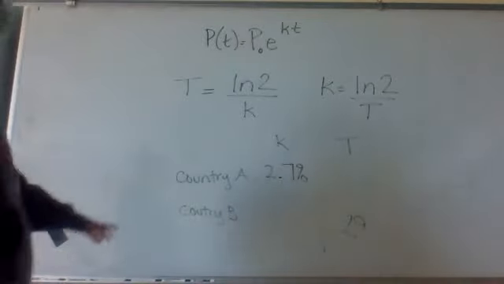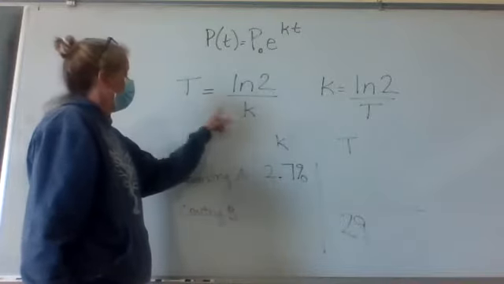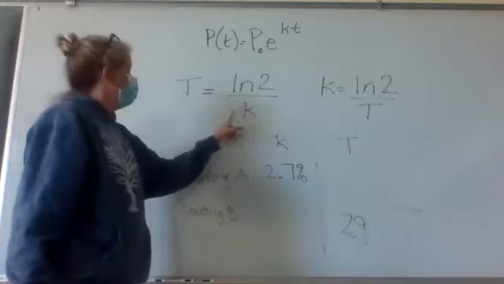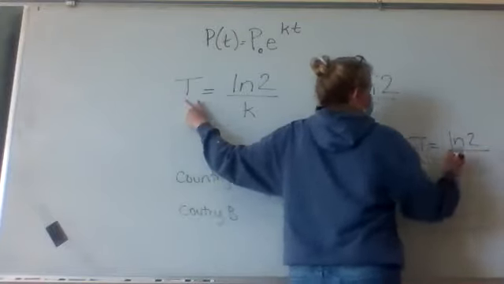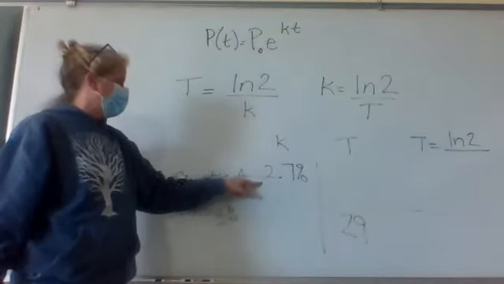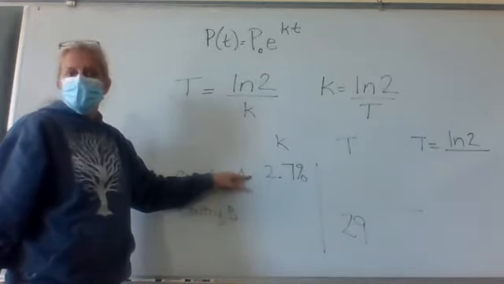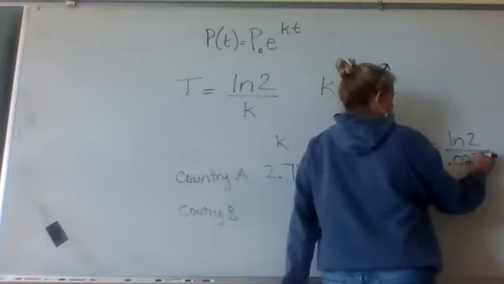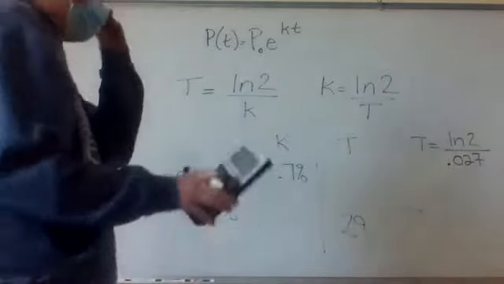So, using these formulas, let's do country A first. I know the rate. If I'm looking for the doubling time, I'm just going to put the rate right here. So the doubling time is going to be equal to ln of 2 over the rate. Now make sure you turn it to decimal form, right? So if I move my decimal 2 places to the left, I'll have 0.027. Put that in your calculator.